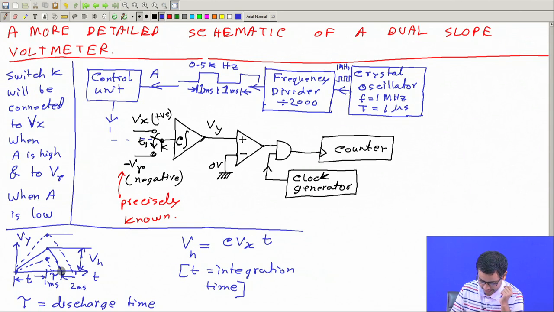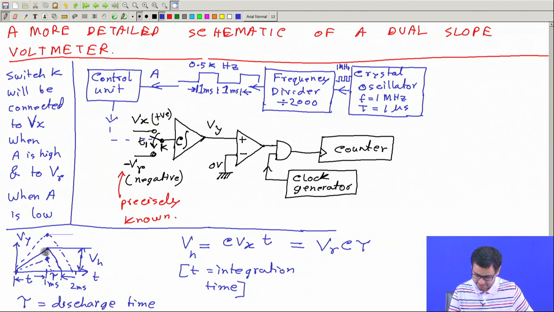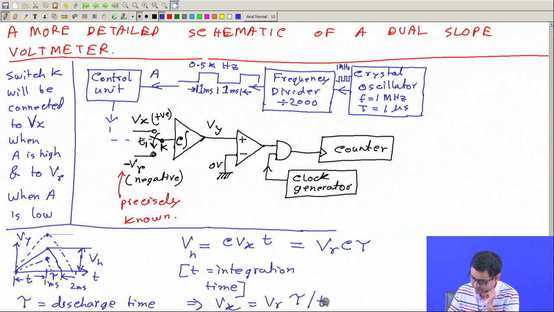And from this side I can also write that this Vh is the same as the reference voltage Vr multiplied by C multiplied by tau, right? This is the rate of fall multiplied by this time is the total fall. This is the rate of rise multiplied by time is the total rise. And this rise and this fall are equal, so I equate this. And from this I can write Vx is, so C cancels, Vx is Vr tau by T. Okay, so that was the rule.